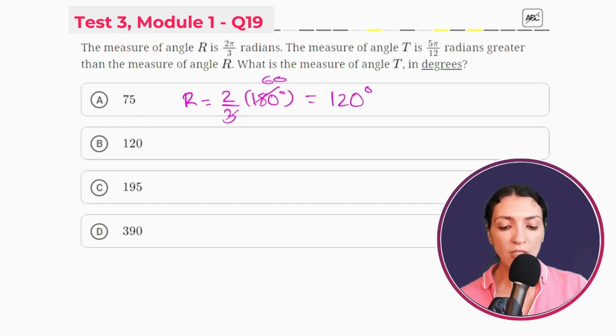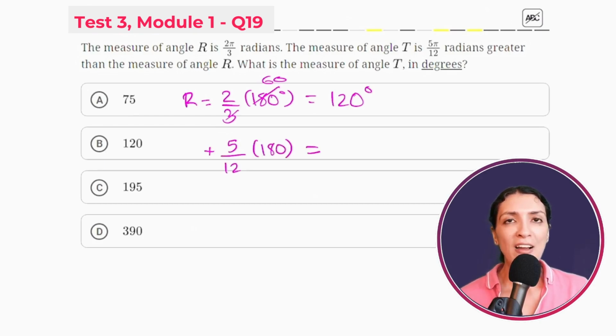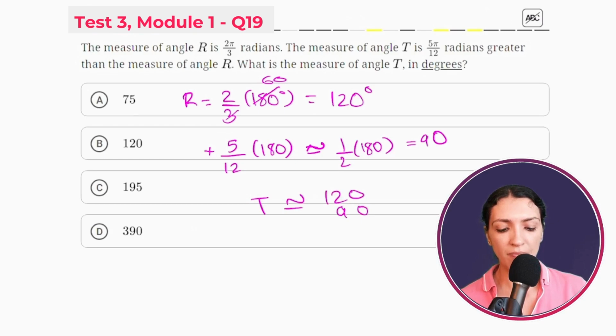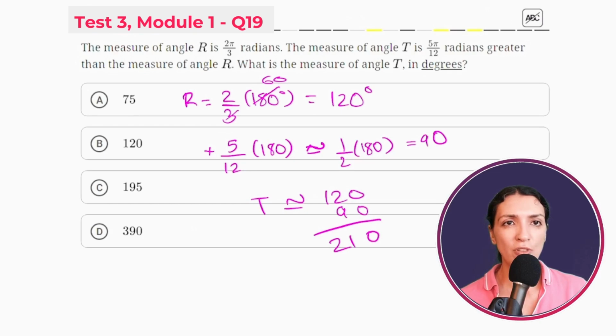Angle T is 5/12 pi bigger than angle R. So let's find what 5/12 pi is. That would be 5/12 times 180. Now 5/12 is about 6 over 12, which is 1/2. So this is about 1/2 times 180, which is 90 degrees. So T is approximately 120 plus 90, which is 210, which would lead us to choice C.